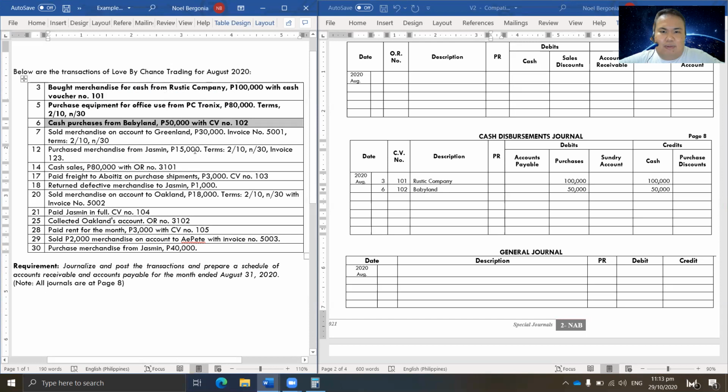Sabihin ninyo, ay sir, dapat ganyan na lang transaction, walang posting po. Hoy, manahimik kayo, manahimik ka dyan. Joke lang. Okay, so ayan. So we're done with August 6.